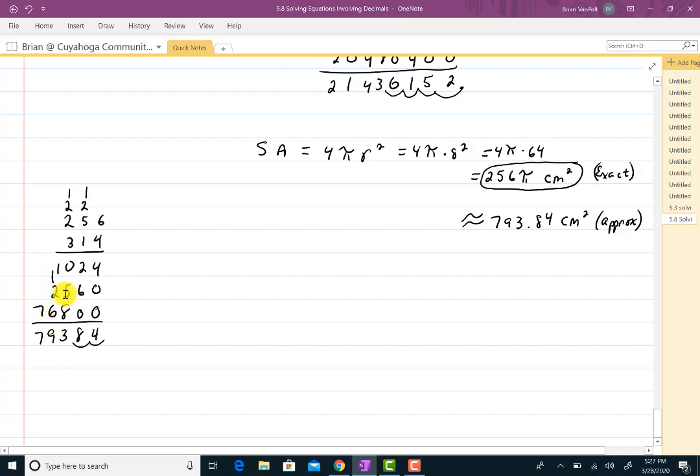I don't think I caught that 1 there. You see it, the 1 in the 1024. 1 plus 1 is 2, plus 2 is 4, plus 6. So right there, I had a 10 and I needed to carry. So I have 803.84 centimeters cubed.